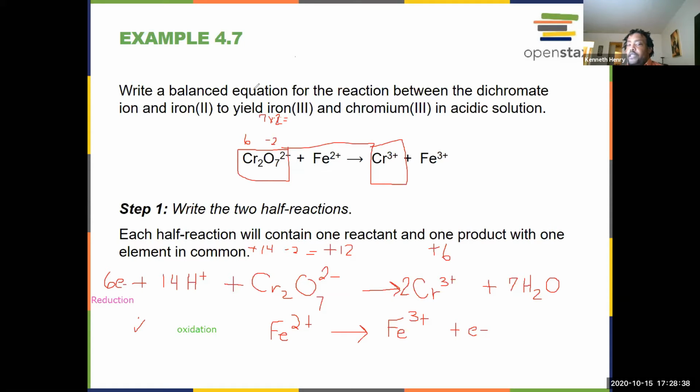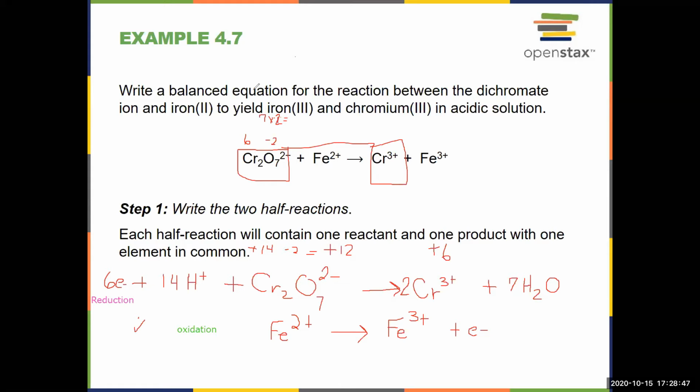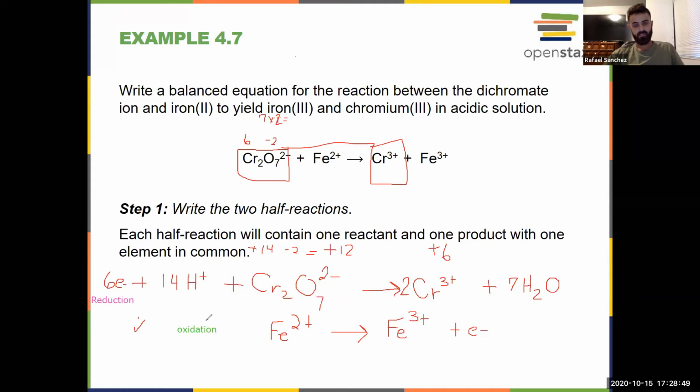How are you feeling so far? Not too bad? Can we try another one? There's a lot of steps. But okay, so now we want the equations to be equivalent in terms of the electrons that are being transferred. So how would I handle that?